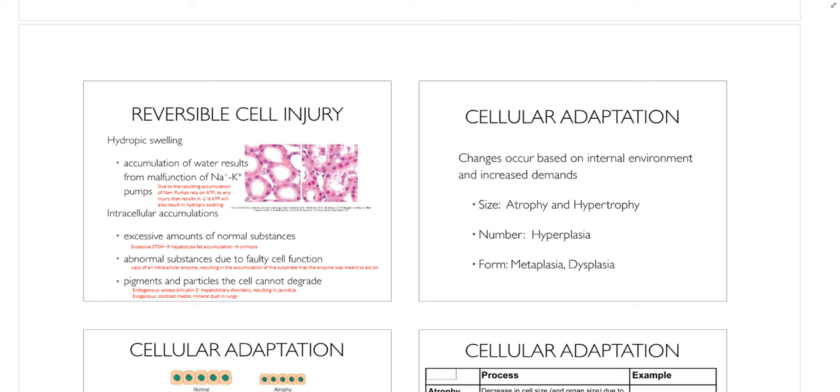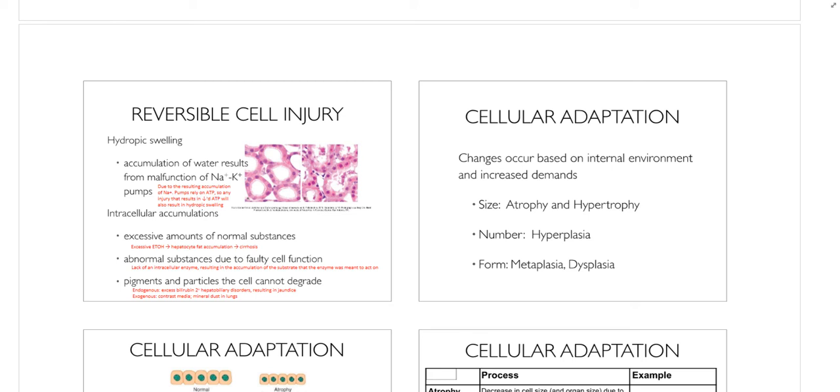For pigments and particles, we can have endogenous particles or pigments that build up. For example, we can have excess bilirubin due to hepatobiliary disorders resulting in jaundice. So a lot of those cells are going to accumulate that bilirubin, making everything look yellow. We can also have exogenous particles or pigments, such as contrast media for doing MRIs with contrast, or perhaps working in the mines and getting mineral dust in the lungs, and the cells in the lungs picking up and accumulating that dust.